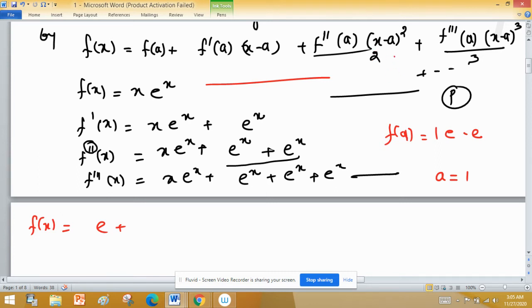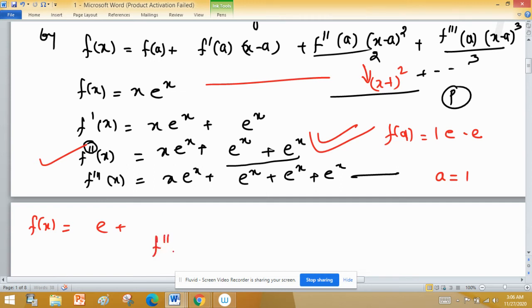When a equal to 1, then (x minus 1) square is this term. We need only this term, so I am using this one. You can use the entire expression, put a equal to 1 in everything and the respective derivatives, and then compare which one gives the coefficient of (x minus 1) whole square. But directly you can use this one also.